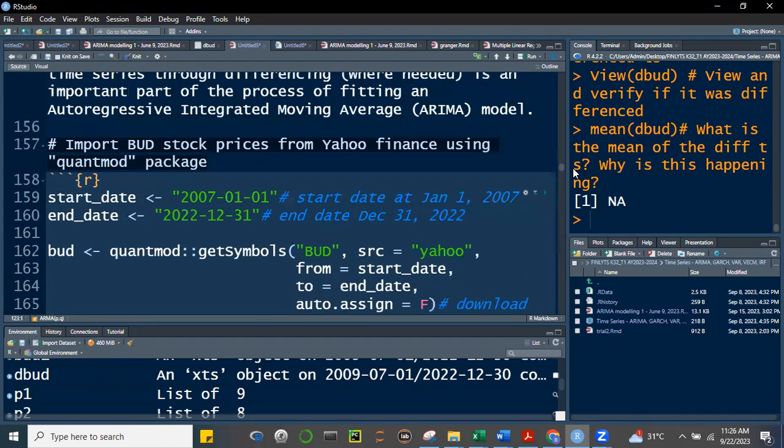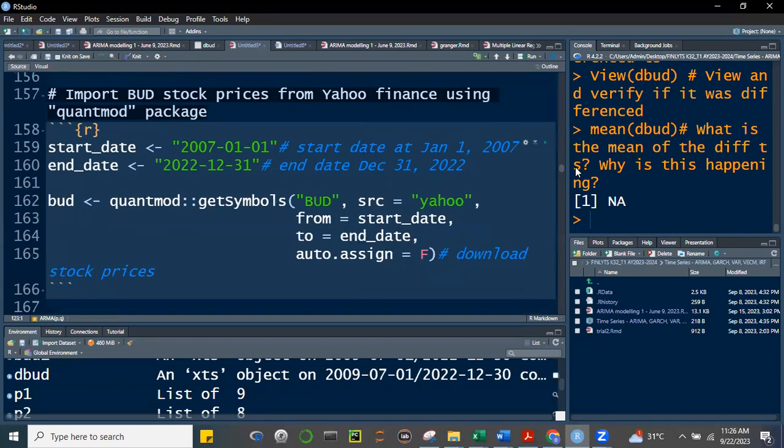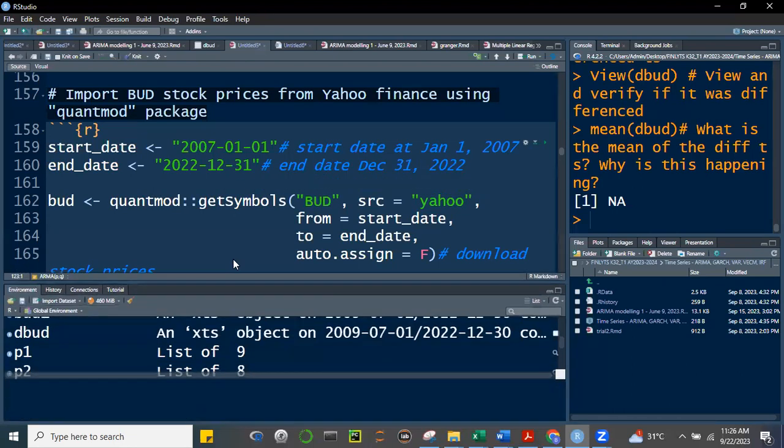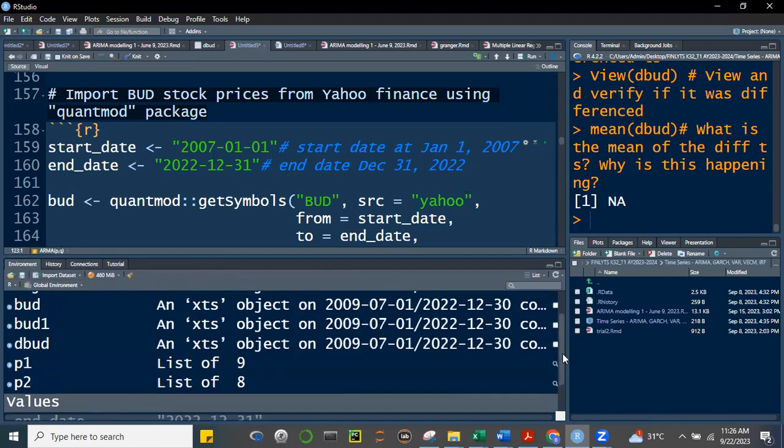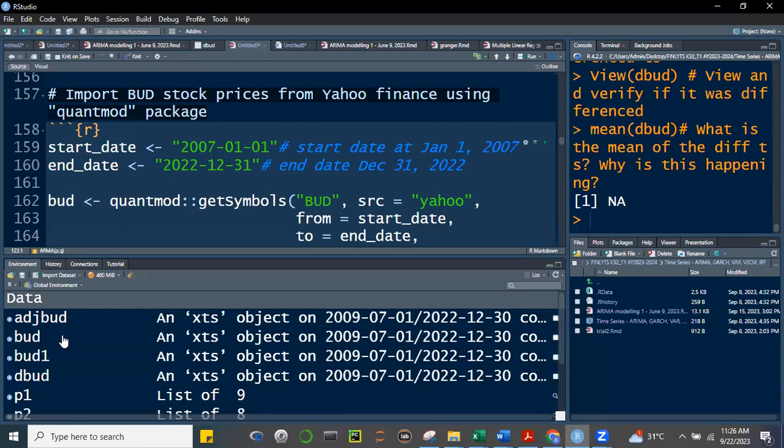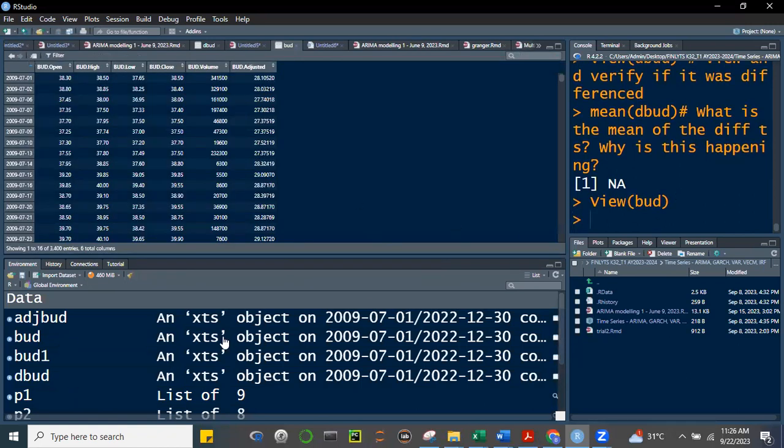So let's continue what we have been doing so far. What we did was to import the BUD data. This is the ticker symbol from Yahoo. We learned how to make use of the quantmod package using the getSymbols function, and we were able to generate or download the BUD data. By way of review, this is what we did last time. So I'm accessing the BUD data. Clicking this is equivalent to writing view.